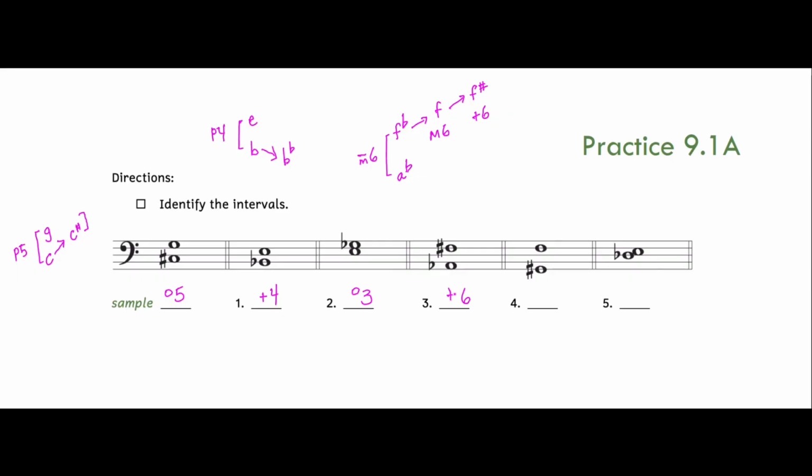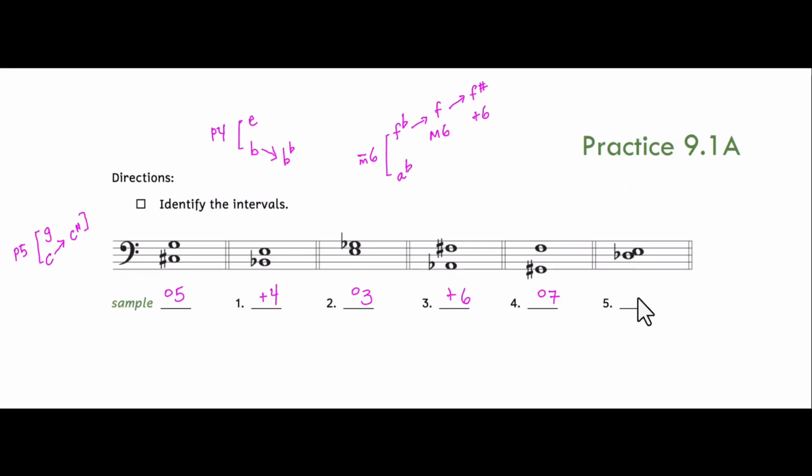All right, number 4. This is a seventh. In the key of G sharp minor, there are 5 sharps. So G sharp to F sharp would be a minor seventh. F sharp is lowered to F natural, making it smaller. So this is a diminished seventh.